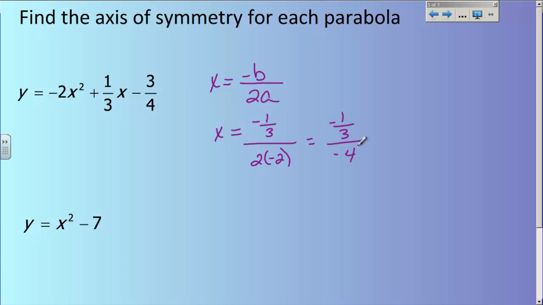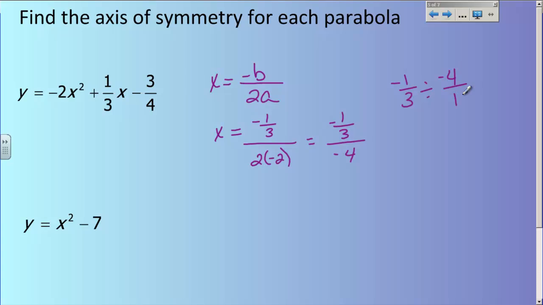So I have this division problem. I have -1/3 divided by -4. There are two ways to approach this. You can grab your calculator and type in -1/3 divided by -4. Or you can remember what you learned last year or even before that about dividing with fractions. And so this really means -1/3 divided by -4/1.